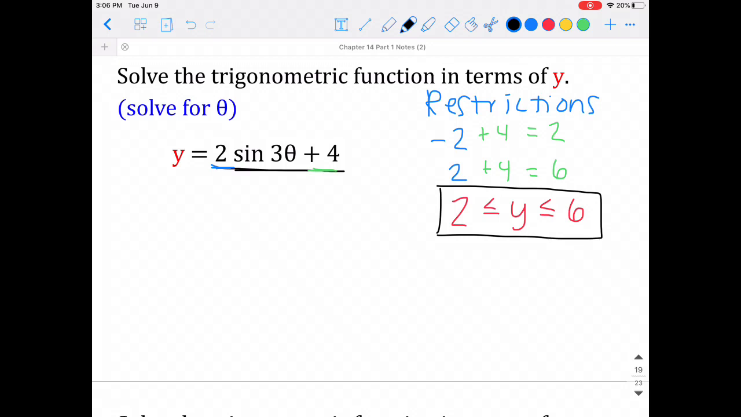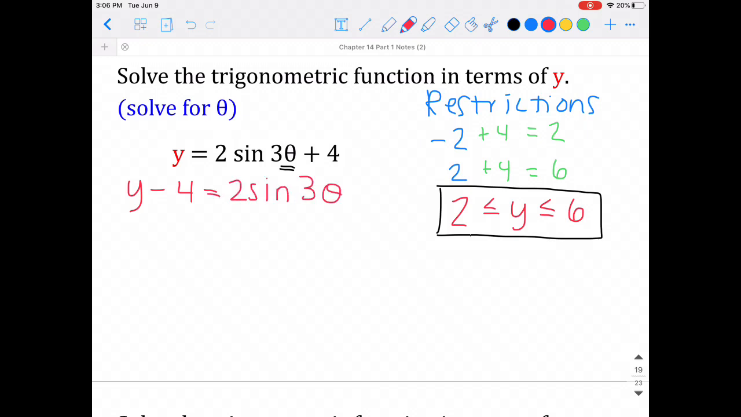Now, going back to our equation, after we figure out our restrictions, we have to solve for theta. So we're trying to isolate theta. So we're going to think about this as a regular equation again. First step, we're going to subtract 4 from both sides, and we have y minus 4 equals 2 sine 3 theta. To get sine 3 theta by itself, we're going to divide both sides by 2, and we have y minus 4 over 2 equals sine of 3 times theta.